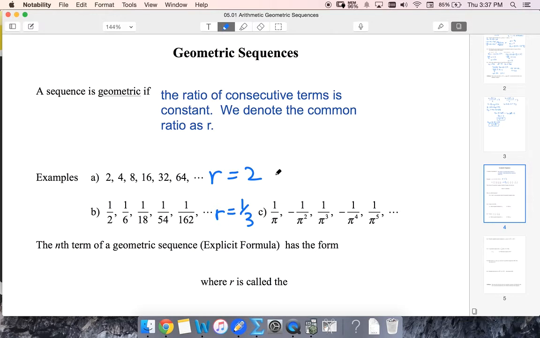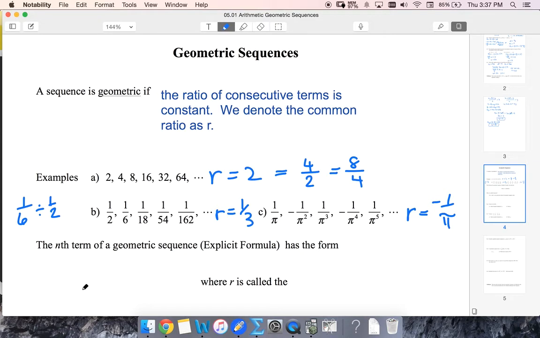So notice that 4 divided by 2 is the same as 8 divided by 4. So we're always looking at the ratio of consecutive terms. Here we've got 1/6 divided by 1/3, 1/2. And of course that would be equal to 1/3. Here we're going 1 over pi, negative 1 over pi squared, 1 over pi cubed. Our r here is negative 1 over pi. So we can have negative common ratios, negative, irrational, any of that.